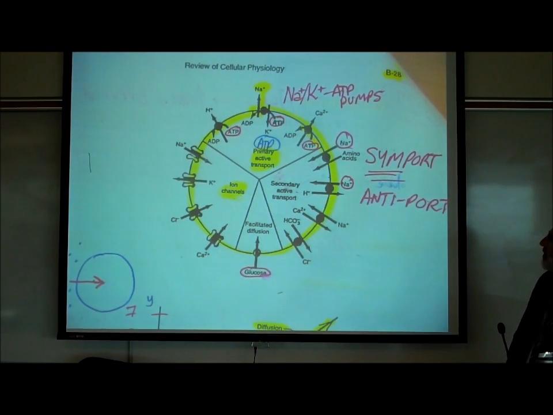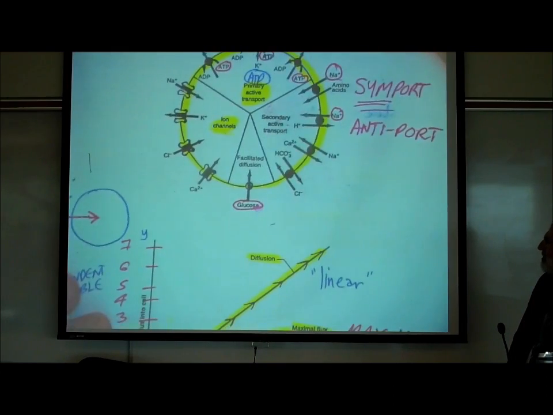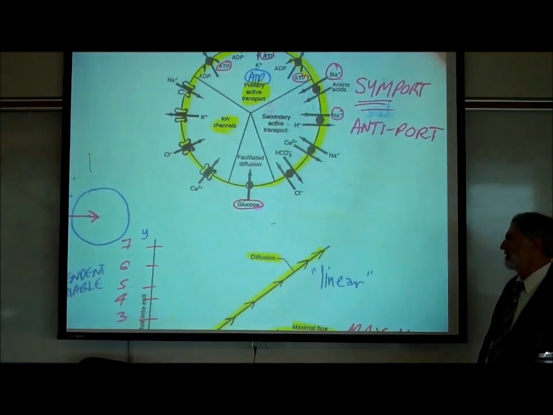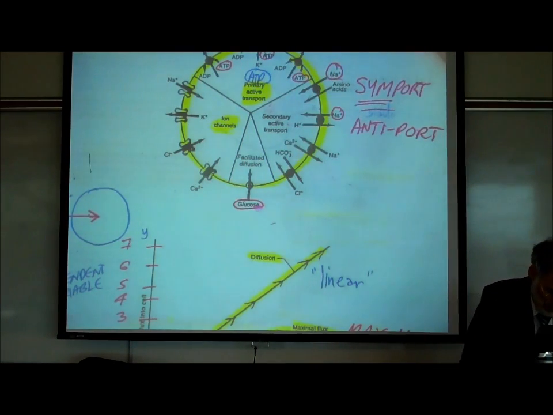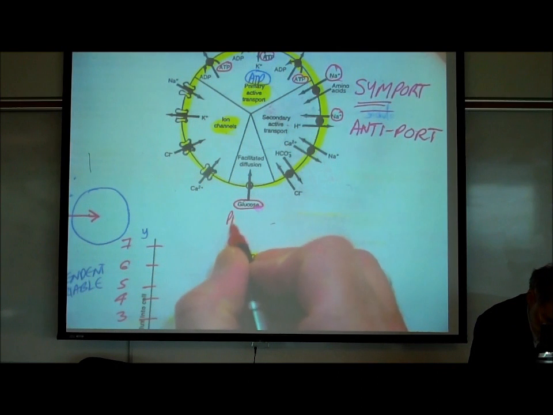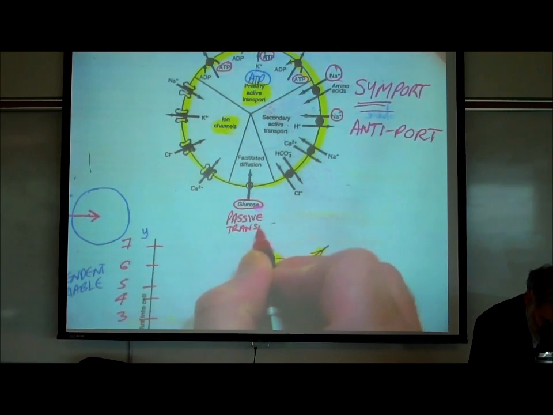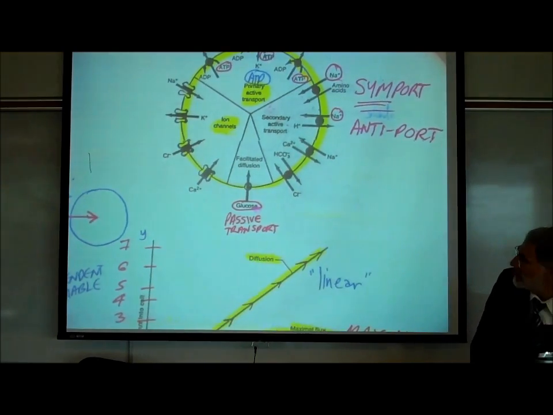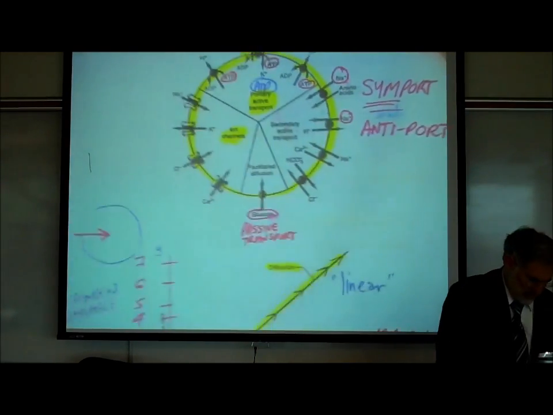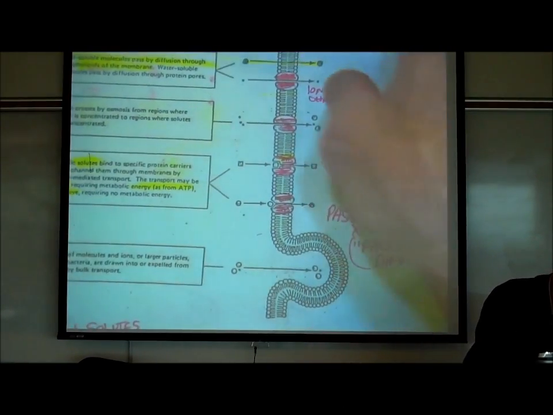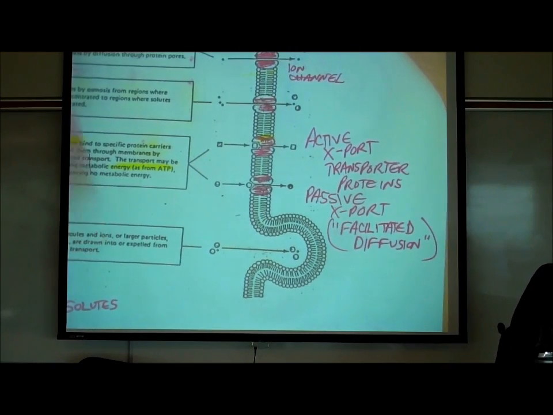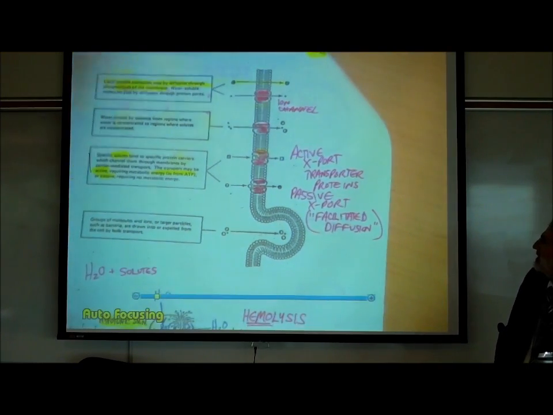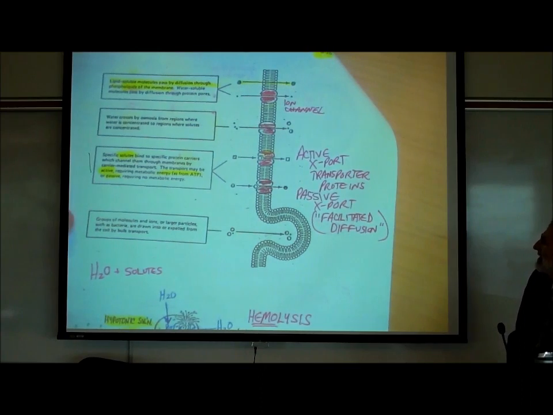Now, we've also mentioned facilitated diffusion. Facilitated diffusion is also known as passive transport. You might say, when did we talk about that? Let me just show you. If you go back to page B26, did we do B26? Anybody have any notes there? All right, we did it then.